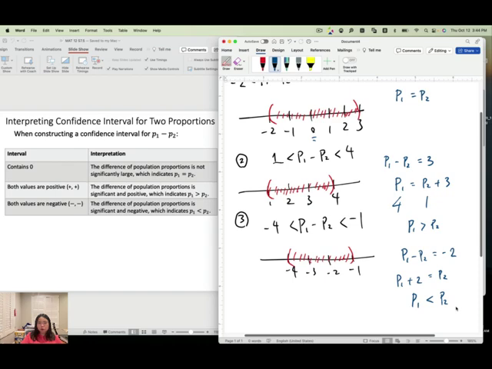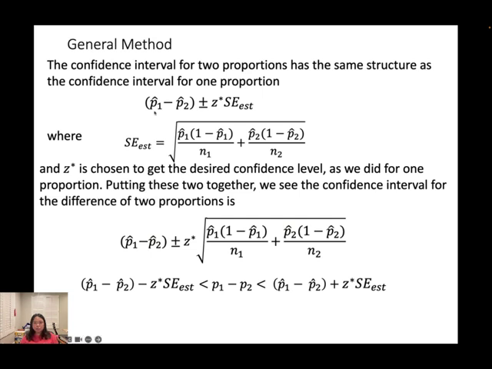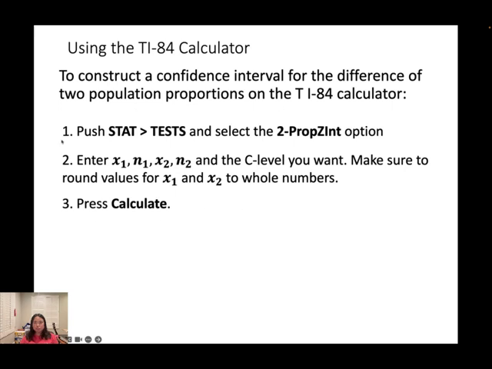So after you construct the confidence interval for two populations, you should be able to compare whether the population proportions have changed: will they be equal to each other, greater than, or less than? We have a complicated formula here for how you find the standard error and how you construct the confidence interval. You can use the calculator to calculate it, and this is your instruction on how to use the TI-84 calculator to construct the confidence interval for the difference of two population proportions.